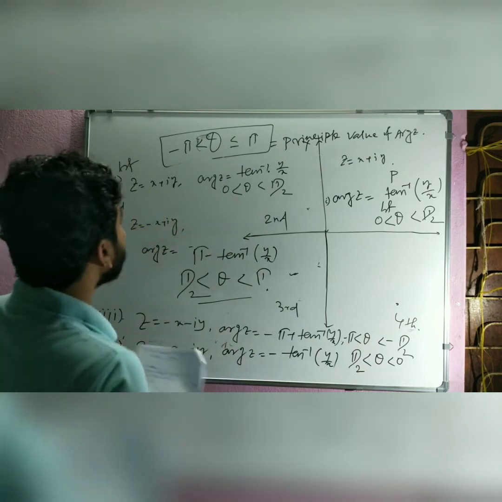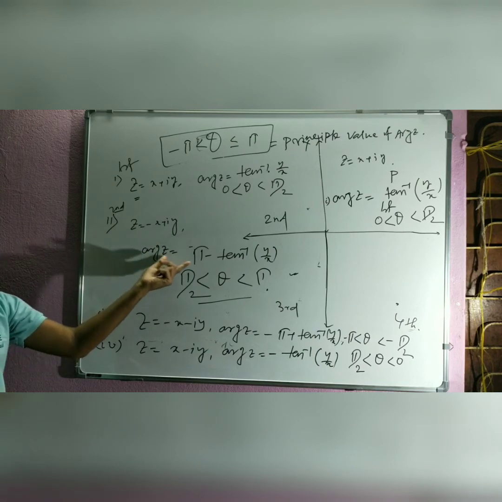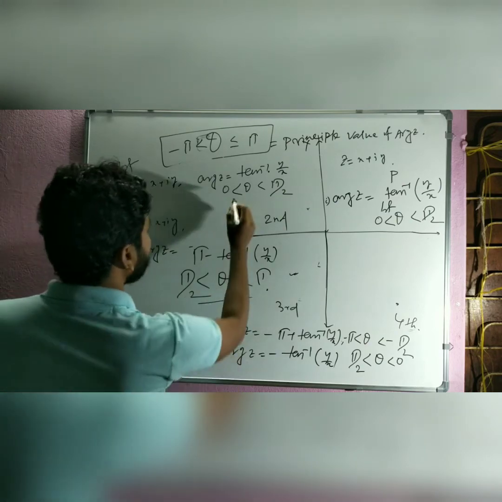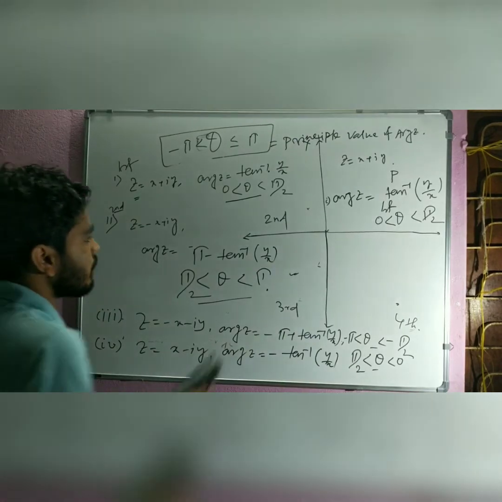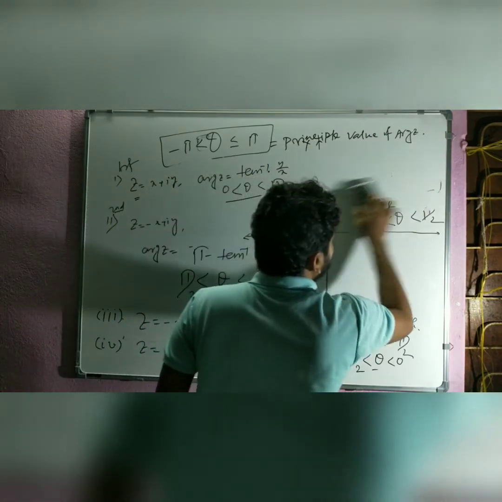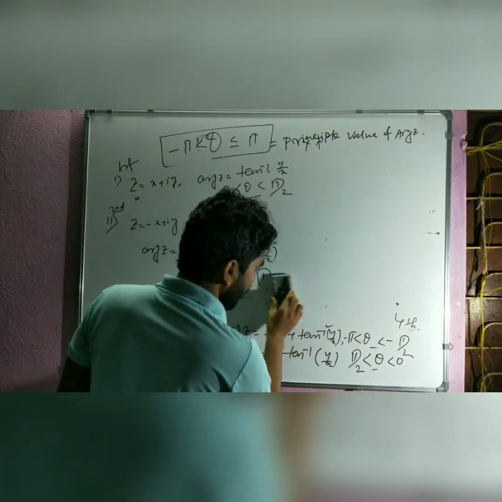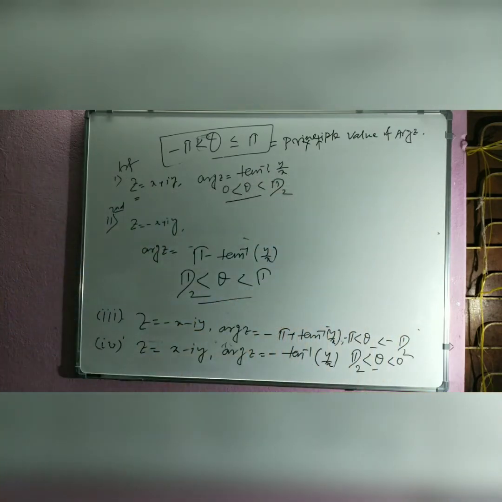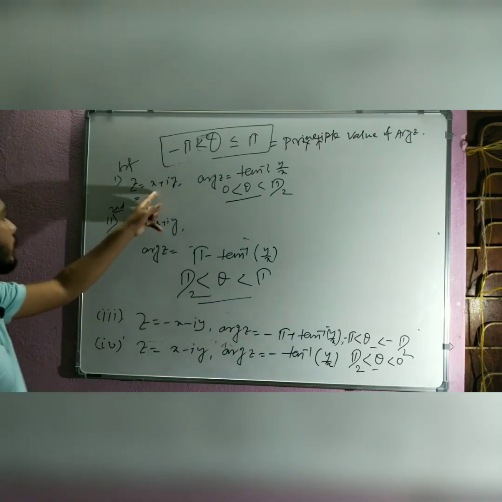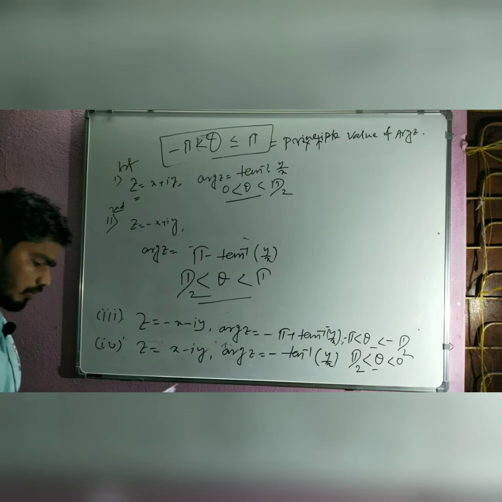Suppose the given complex number is in the second quadrant, then the principal value of argument z is pi minus tan inverse y by x, and theta lies in the range for that quadrant. This is a very important and very easy formula, please screenshot it. These are the four formulas for finding the argument of z: first quadrant, second quadrant, third quadrant and fourth quadrant.